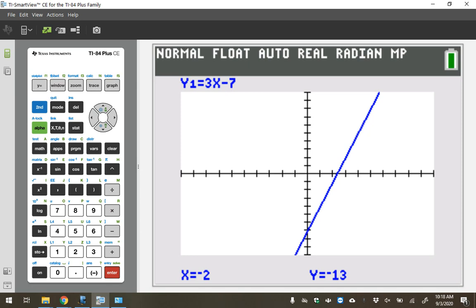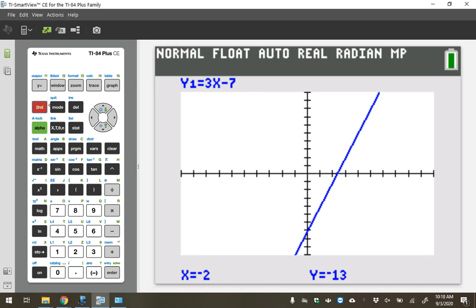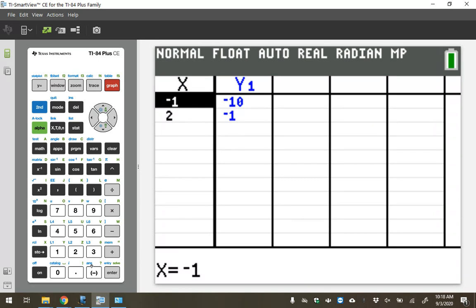If you want to use the table in your graphing calculator, you hit second graph, and then I type in -2 and hit enter, and it punches back out the -13.